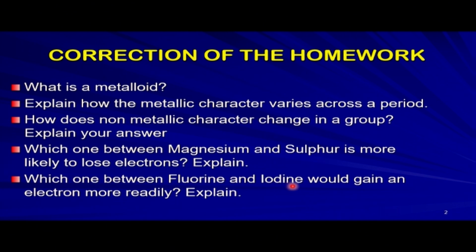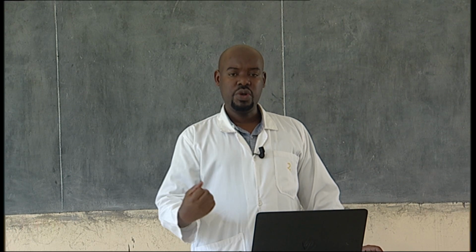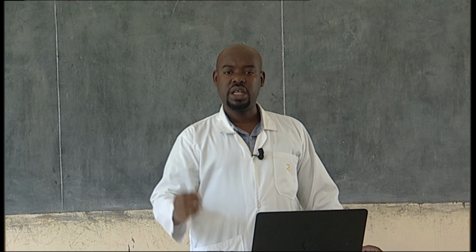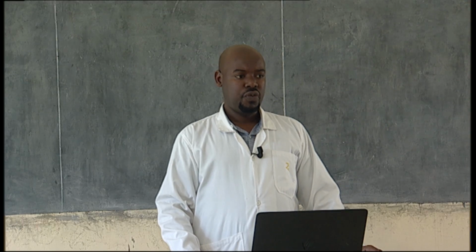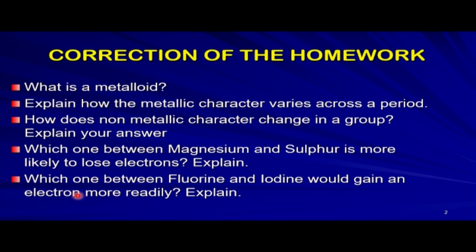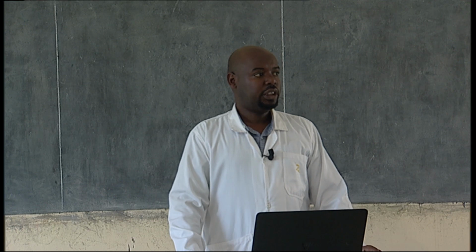Which one between fluorine and iodine would gain an electron more readily? We know that as you move down the group, the ease of gaining electrons decreases because elements are becoming more metallic. So they tend to lose more than gaining. So fluorine would gain electrons more readily than iodine, which has a larger size and weaker nuclear attraction compared to fluorine. Okay? Now let us start the first part of our exercise.